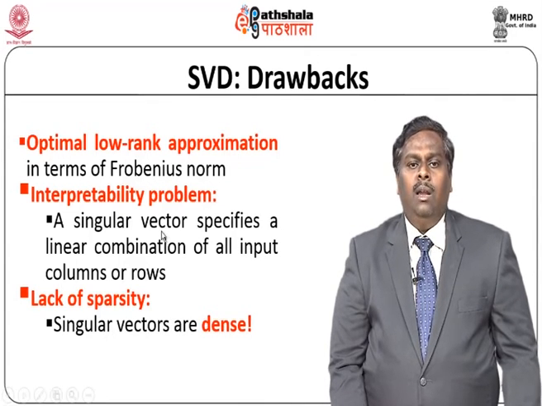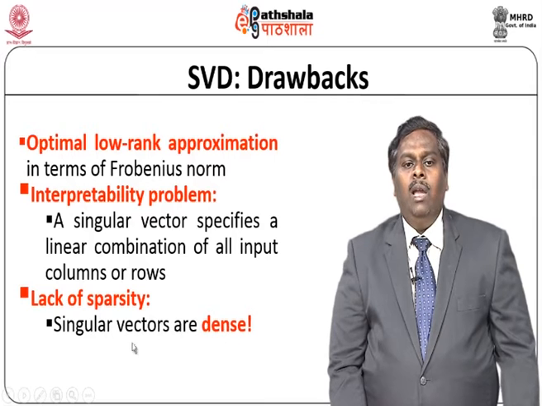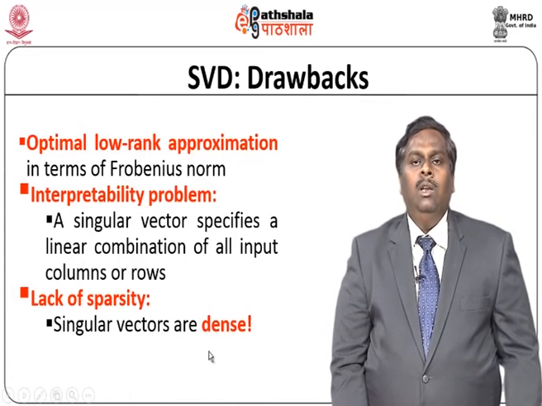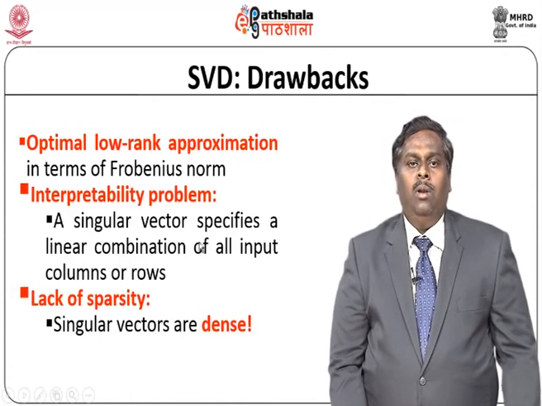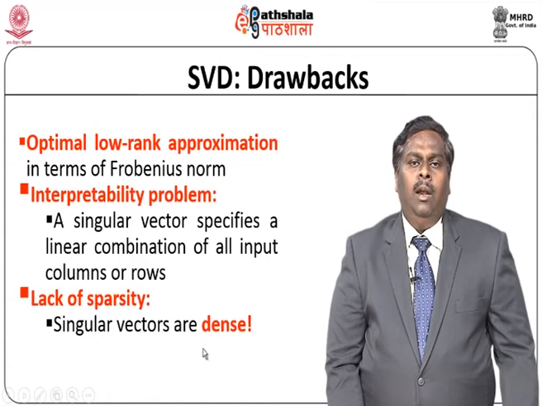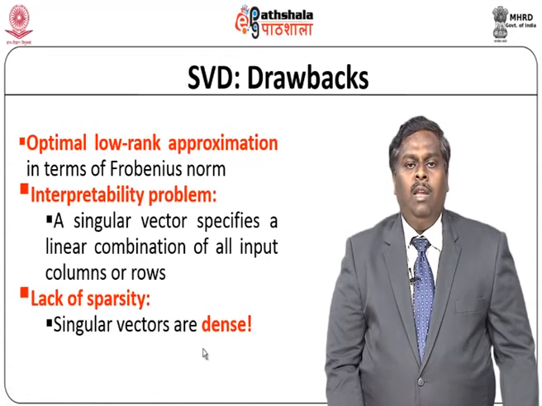The singular vectors actually specify a linear combination of all inputs of the column or the row. Therefore, interpreting the columns and rows becomes a bit difficult, and also it lacks sparsity. Singular values are dense in nature. These three important drawbacks result in reducing the complexity of the given matrix, and hence a certain amount of error will be introduced.